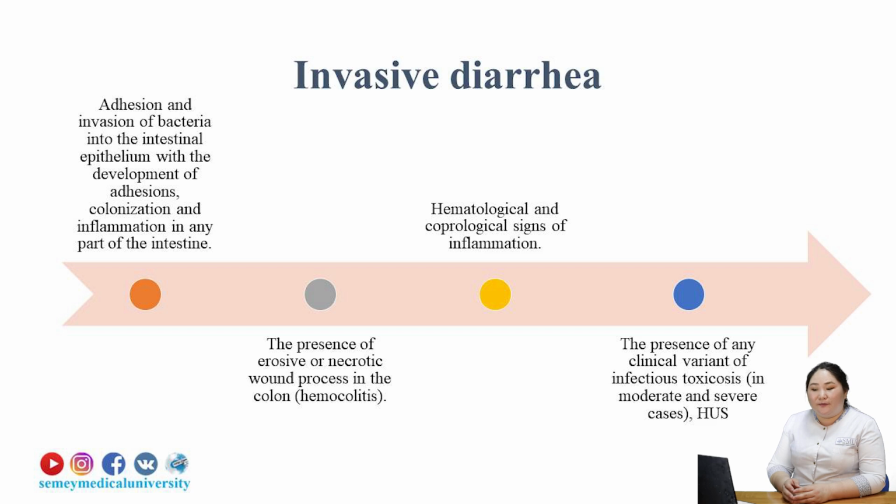The presence of an erosive or necrotic wound process in the colon is known as hemocolitis syndrome, with hematological and coprological signs of inflammation, and any clinical variants of infectious toxicosis can be complicated by dehydration syndrome, syndrome of neurotoxicosis, or hemolytic uremic syndrome.